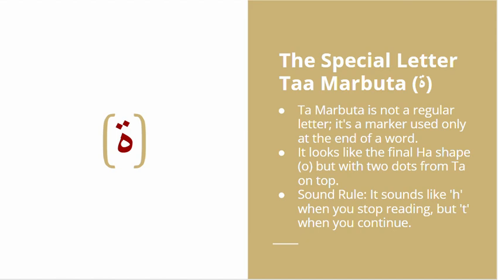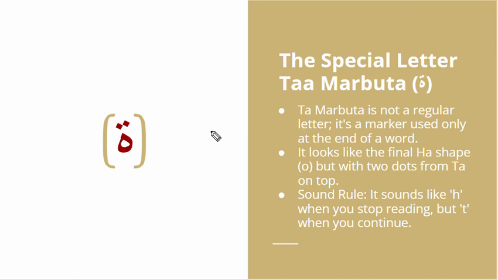As you can see, ta marbuta looks exactly like ha with two dots above. That's why I put it here, but it's not a letter, it's a special letter because it's not in the alphabet. It's used to end some feminine words. If you want to change a word from masculine to feminine, you put ta marbuta at the end. Or if you want to distinguish that this is a feminine word, it comes with ta marbuta at the end.